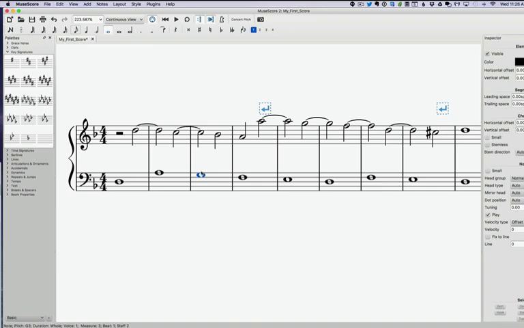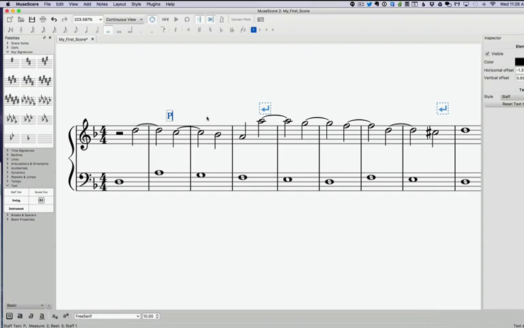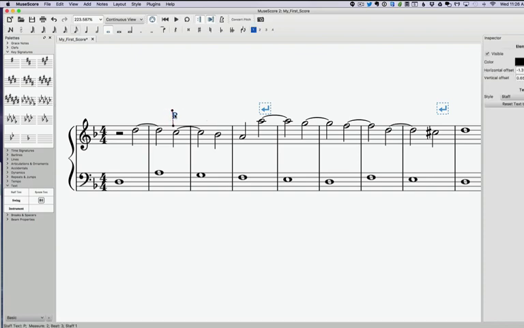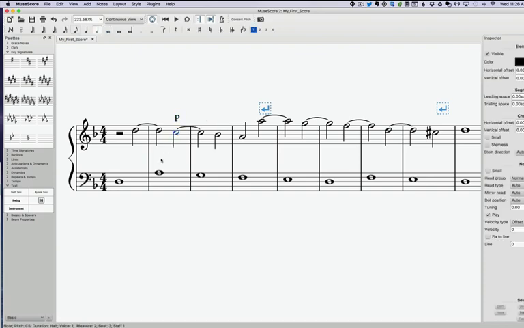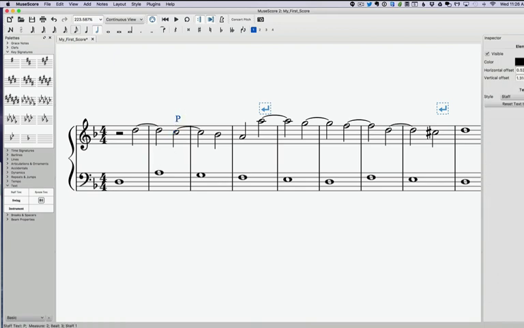Okay, suspensions consist of three parts. So the first part of a suspension needs to be a consonant harmonic interval, and we call that the preparation. So let's get our text out here. So we're going to call this, let's do a P for preparation. That's going to be right here. So it's going to be on the second half of the measure, and that is our consonant interval.